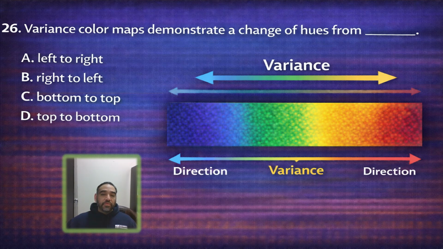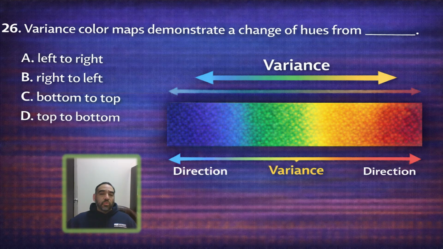So remember that in variance mode, the base color, red or blue, still indicates direction, and brightness still reflects velocity, but the hue shifts horizontally across the color bar to represent turbulence or some variance. So the color progression goes left to right on the color scale, and so that's key. Now let's look at the other answers and determine what's off about those.